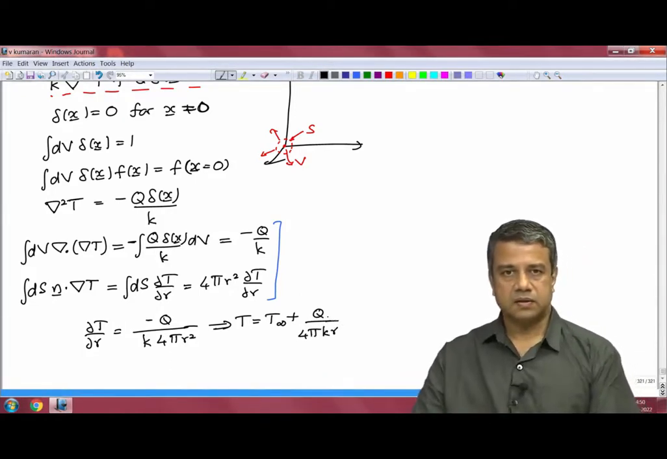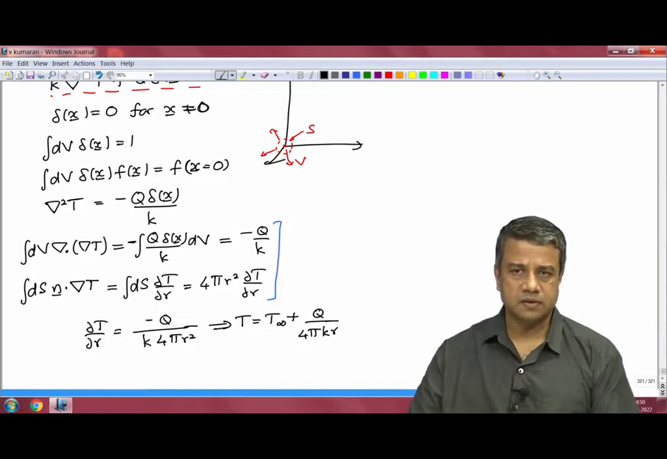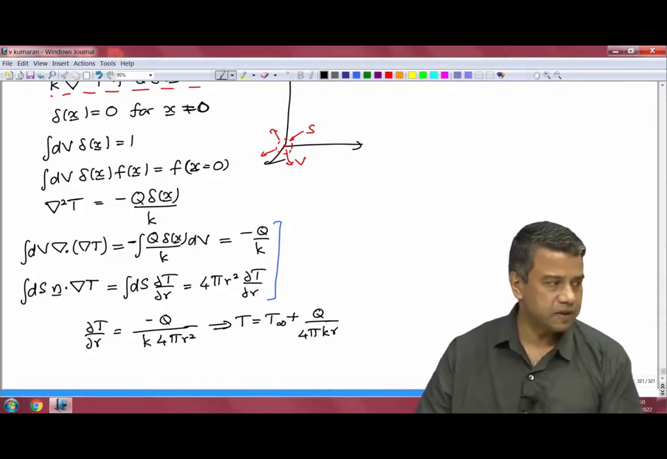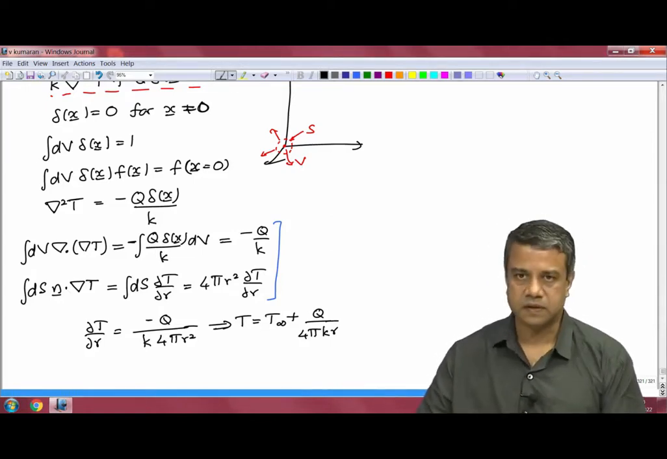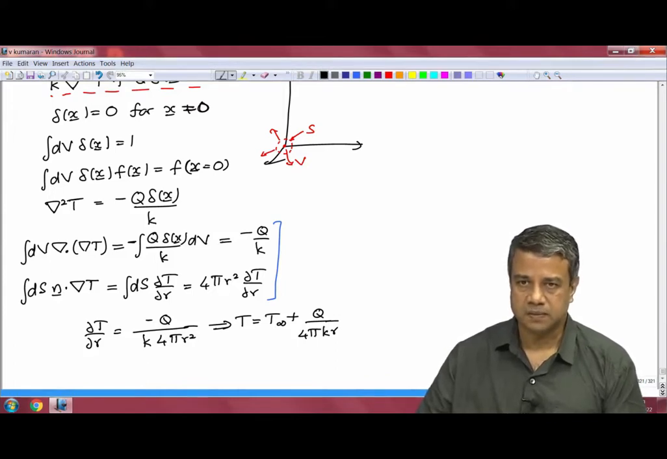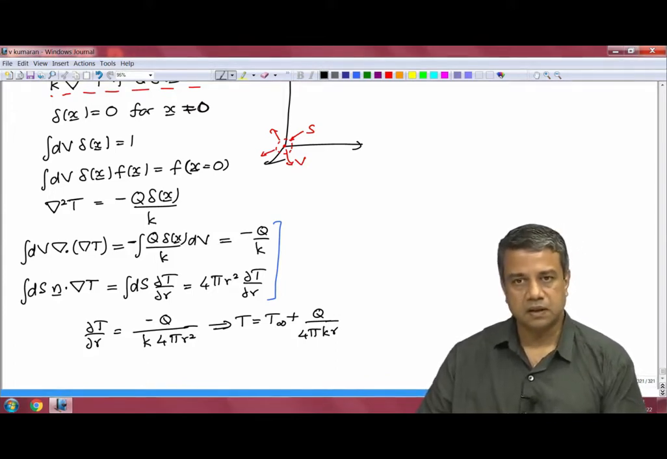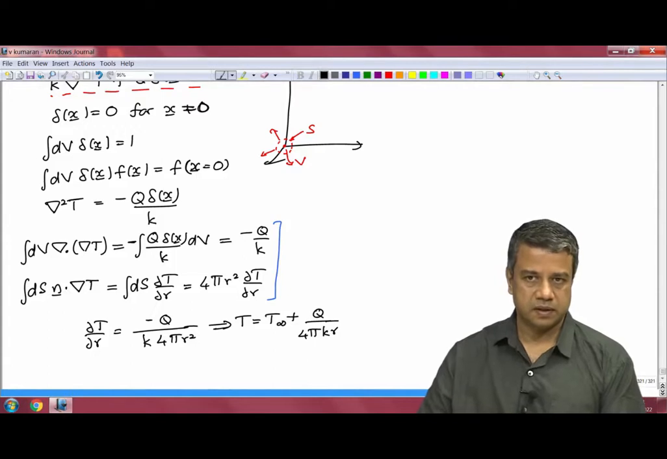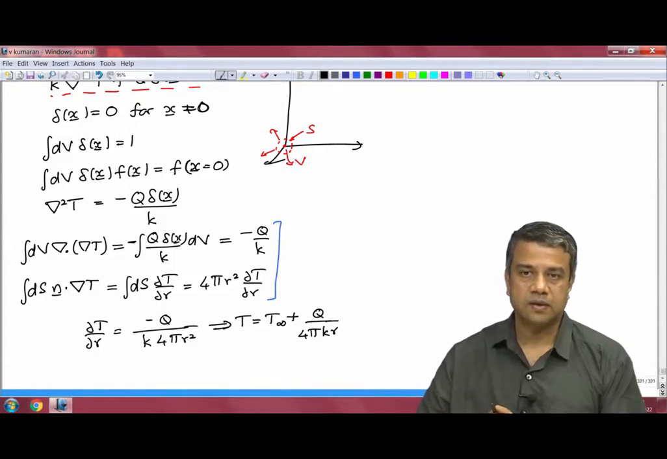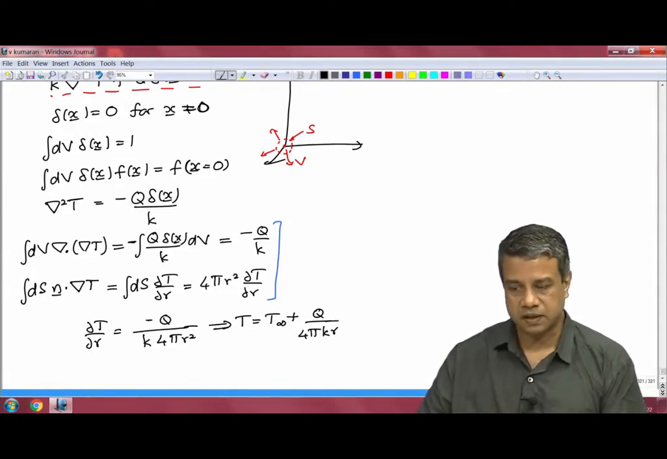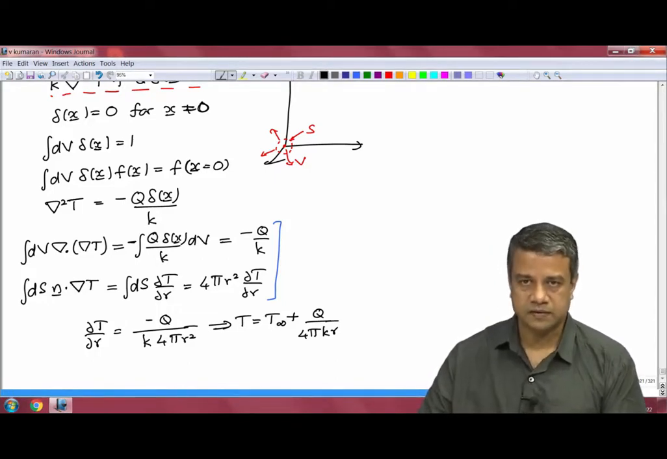So, this is just another way of getting the same solution for a point source, except that now I have defined the point source as a delta function. I have defined the point source as a delta function of infinitesimal diameter, but with a finite amount of heat generated q per unit time from that point source. So, the flux at the surface goes to infinity. You can see the temperature also goes to infinity proportional to 1 over r in this case.